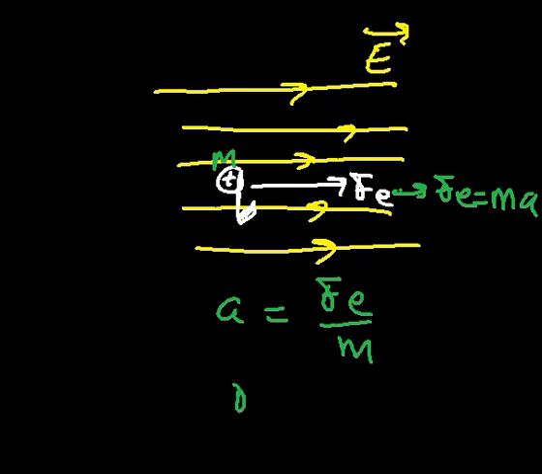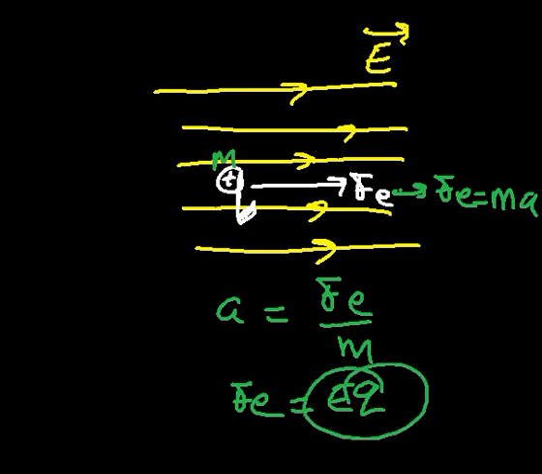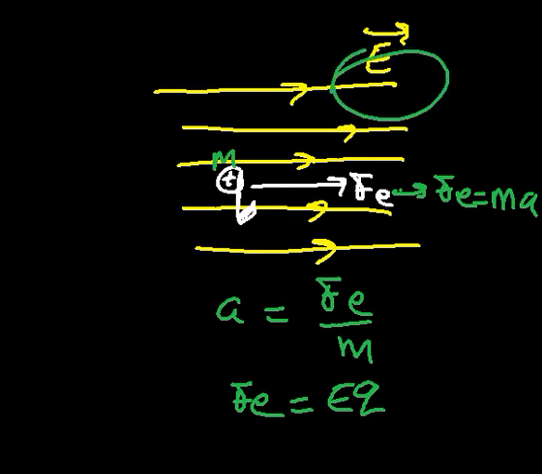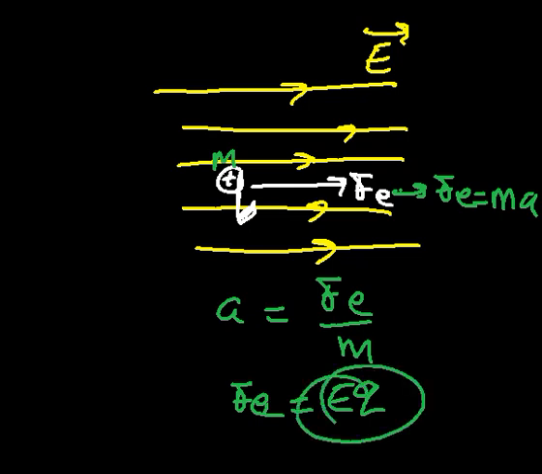And how about this electrostatic force? The force is given as the electric field times the charge, where the charge has to be the magnitude. Even if it is a negative charge, we use the absolute value of the charge. So we can find the acceleration of the object in the region of the electric field using this formula, where the electric force is the electric field times the charge.